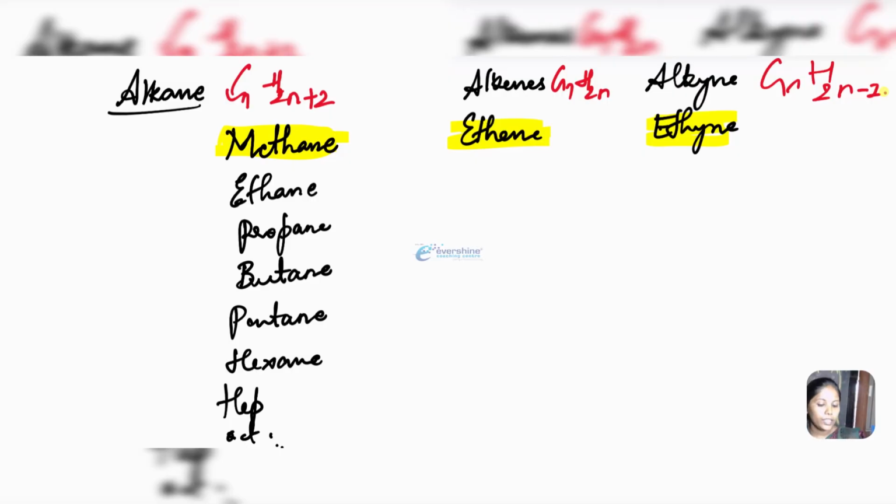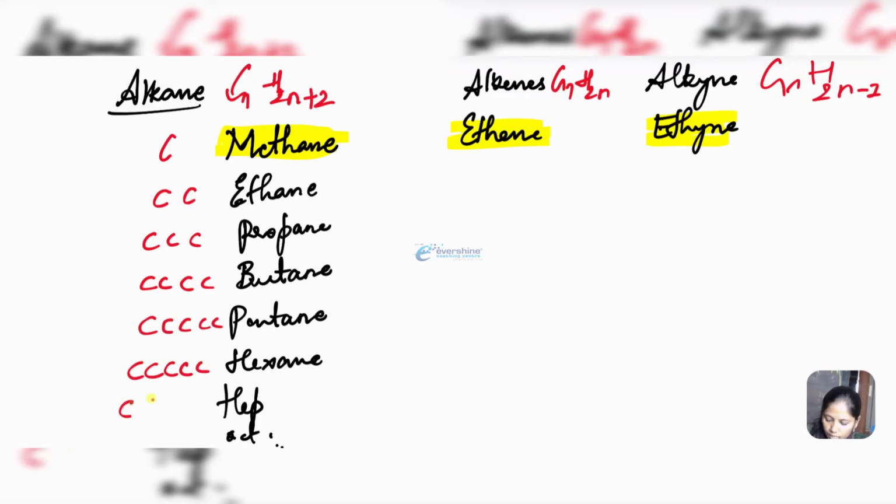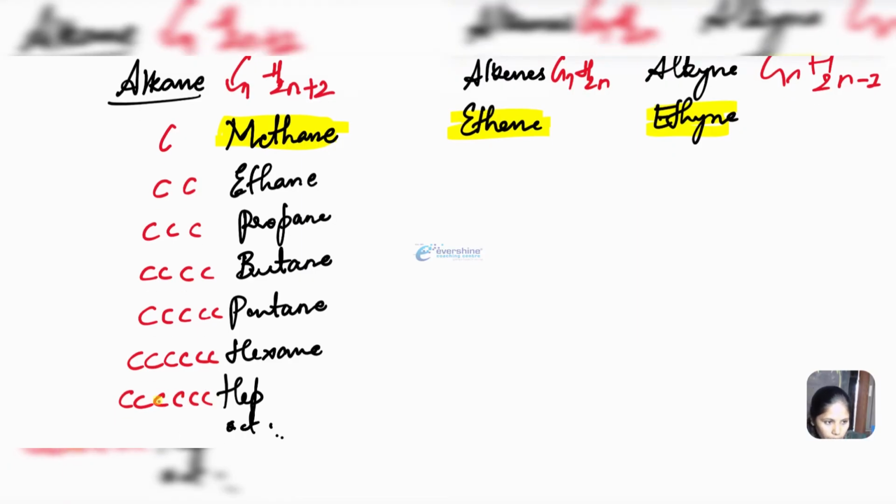You should know meth means 1 carbon. Eth means 2 carbon. Prop means 3. But means 4. Pent means 5. Hex means 6. Hept means 7. Got it? So like this you should remember meth, eth, prop, but, pent, hex, hept, oct, non and deca.